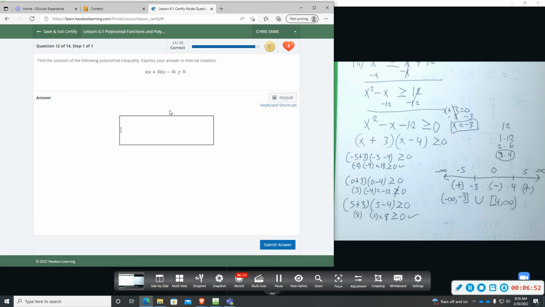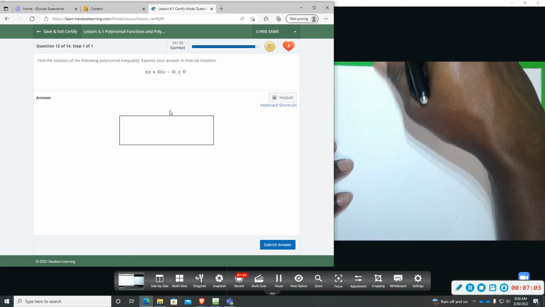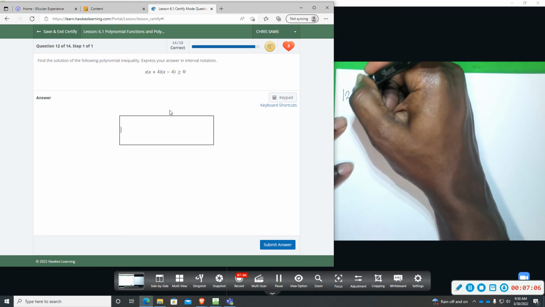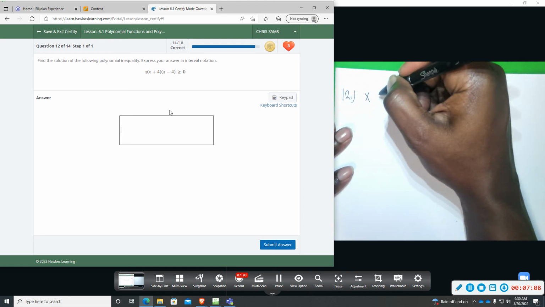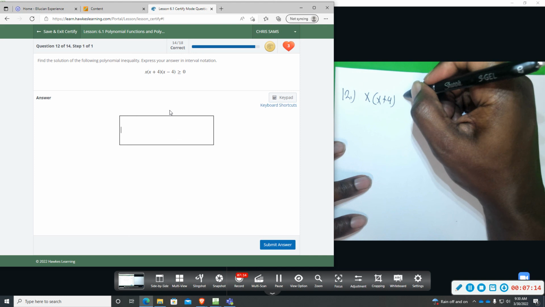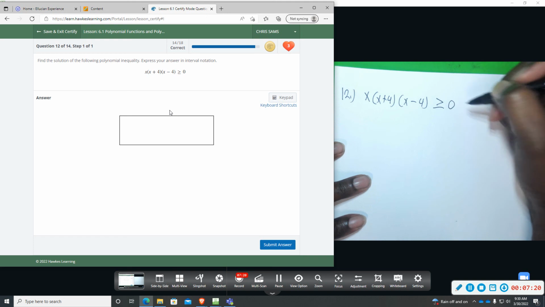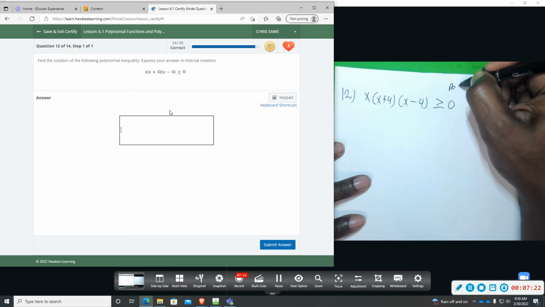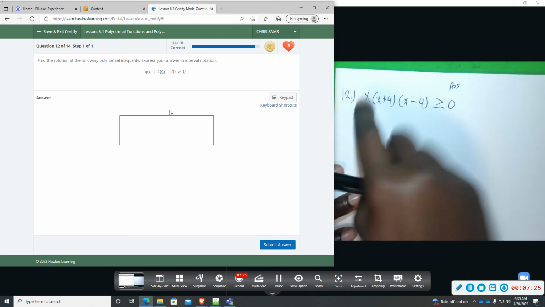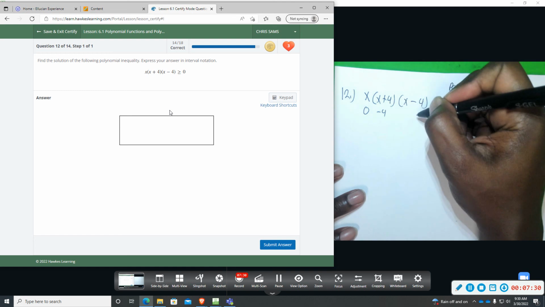All right, so number 12, we're going to be doing something similar, same deal, except this time it's already factored for me, so I can find my critical values a lot easier. It is x plus 4, and then x minus 4. We want that to be greater than or equal to 0. So again, I'm looking for positive. All right, so my critical values would be 0, negative 4, and positive 4.